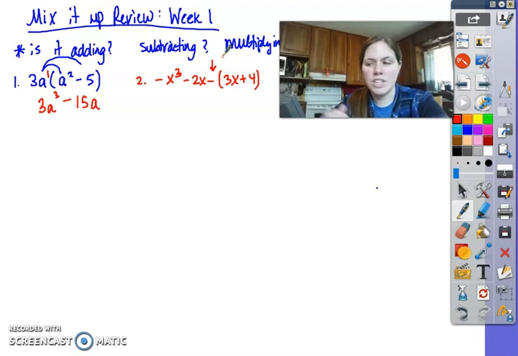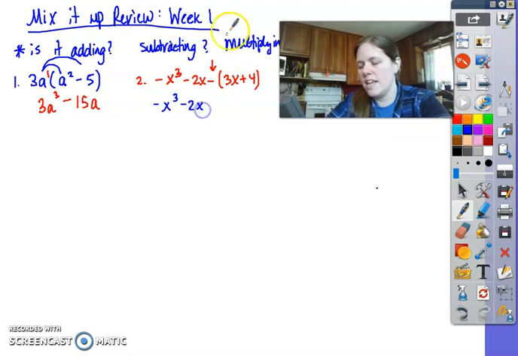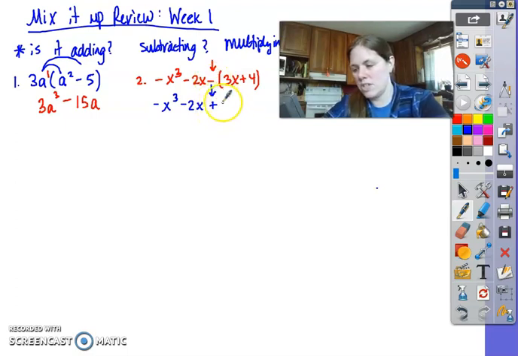So with subtraction, I leave the stuff in front of it the same as it was, negative x to the third minus 2x, and then that sign in front of the parentheses, if it's a minus, has to become positive. I had a teacher once who always said, you're not allowed to subtract polynomials, you're only allowed to add them. So change subtraction to addition, and then all the signs after become the opposite. Remember, subtracting is the same as adding the opposite. So 3x becomes negative 3x. Plus 4 becomes minus 4.